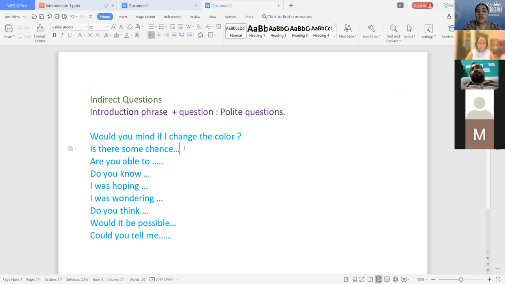There is another one: if there is some chance. This chance is talking about possibility, right? Is there some chance that we can go to the beach, for example, right? Is there some chance that we can go to the beach? So the possibility that we can go to the beach.